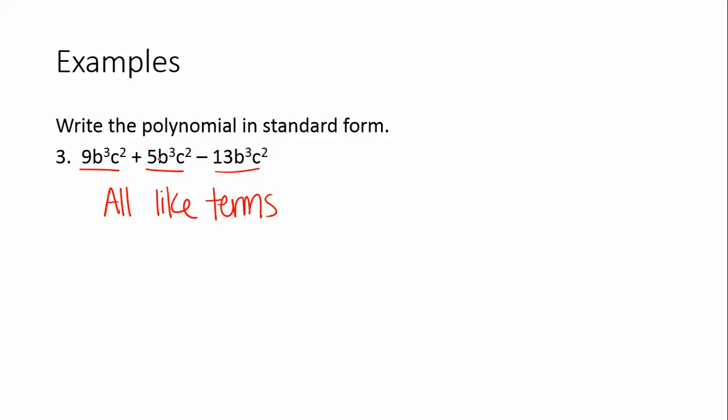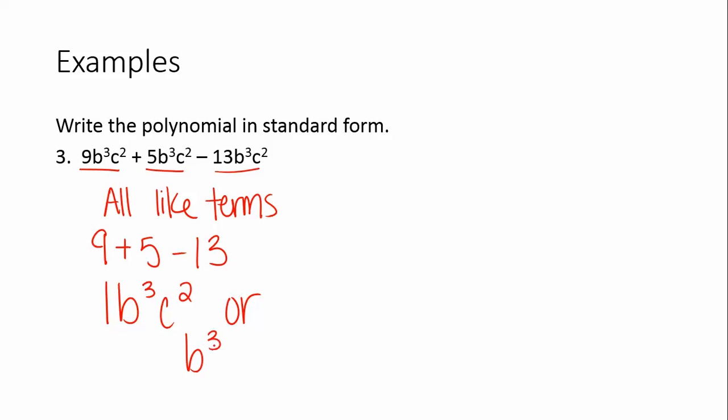9 plus 5 minus 13. 9 plus 5 is 14. 14 minus 13 is 1. So we get 1 b cubed c squared, or you can just write b cubed c squared. We don't have to write the leading one. And this is in standard form. It's just one term. It's a monomial.